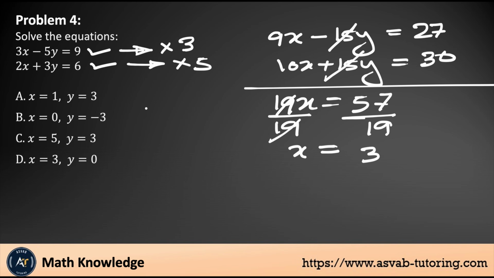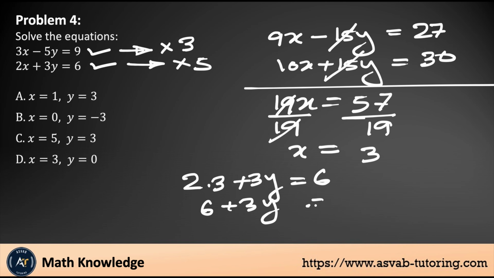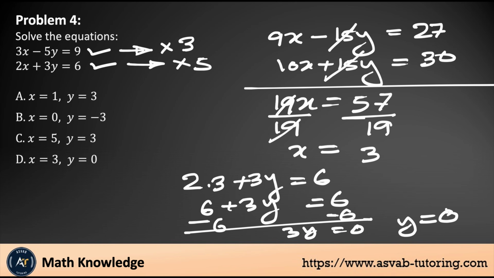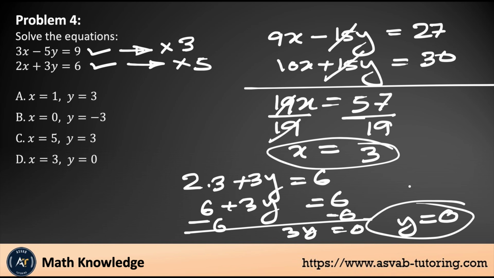So let's do that. Let's plug the x into the second equation. That gives you 2 times 3 plus 3y equal to 6. So 3 times 2 is 6, plus 3y equal to 6. Subtract both sides by 6. So that gives you 3y equal to 0, and then y equal to 0. So that is the final answer: x equal to 3, y equal to 0.